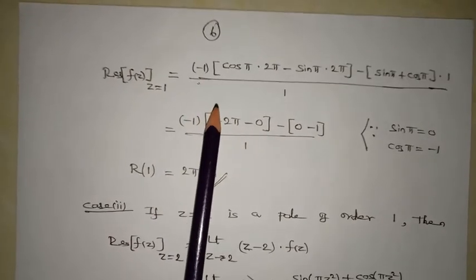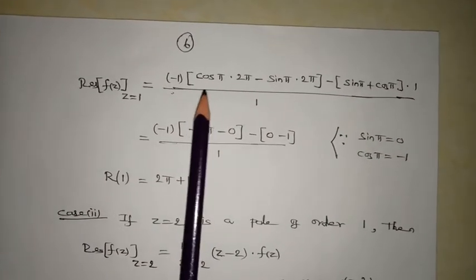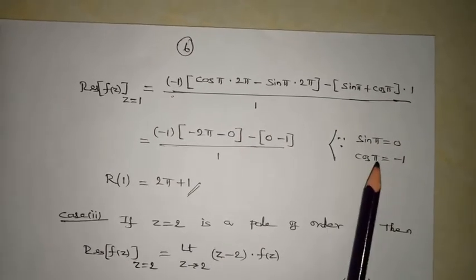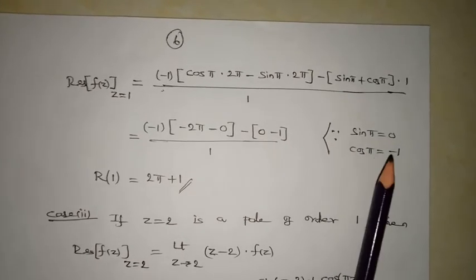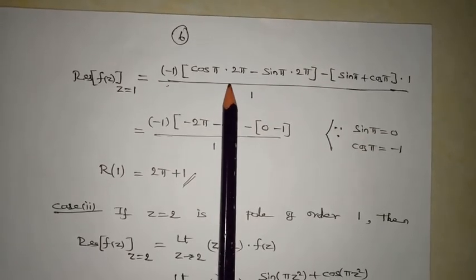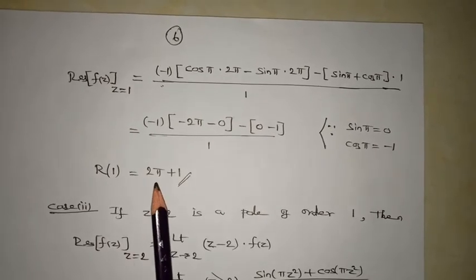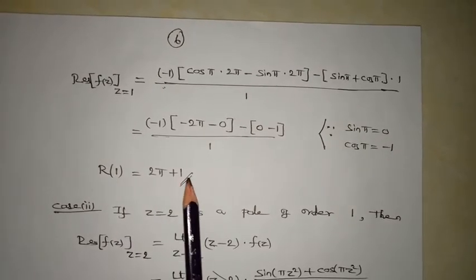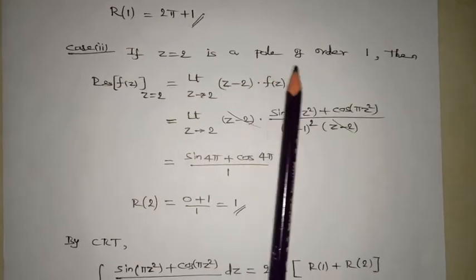After this, apply the limit. After applying the limit, you will get this step. Now in this, what is the value of cos pi? What is the value of sin pi? That too you must know. I wrote it here, just refer to it. What is sin pi? 0. Cos pi is minus 1. Use the two values here. After using the two values, you will get this step. Now after simplification, your final answer, the residue at the pole z equal to 1, is 2 pi plus 1. Now case 2. Another case is z equal to 2, which is a pole of order 1.